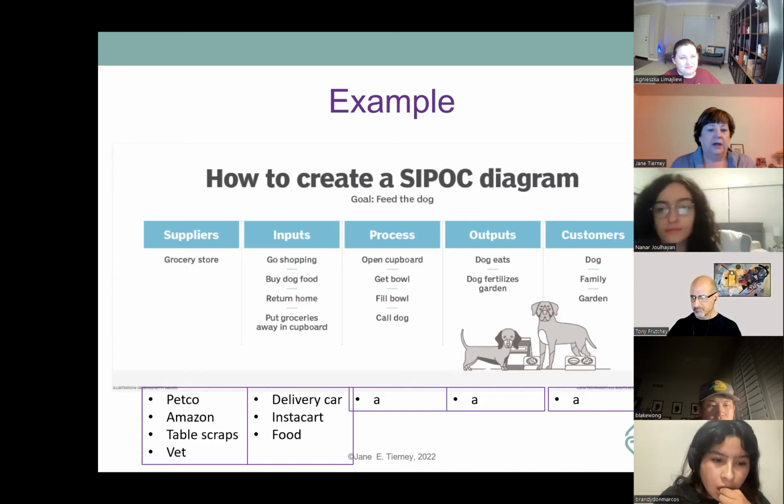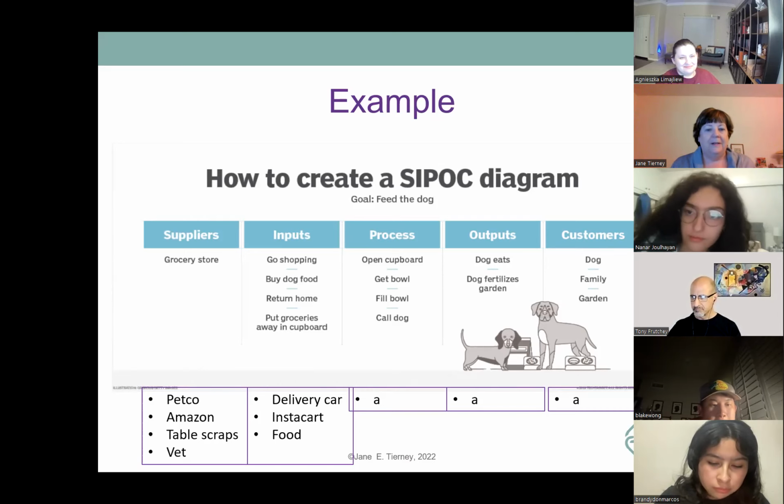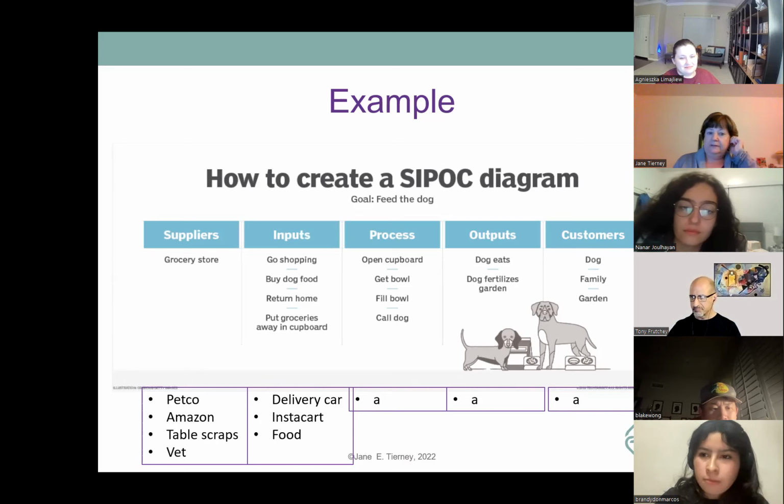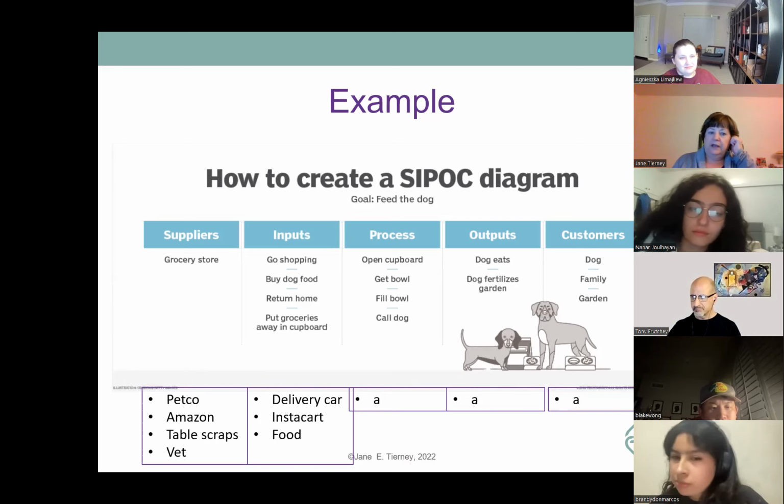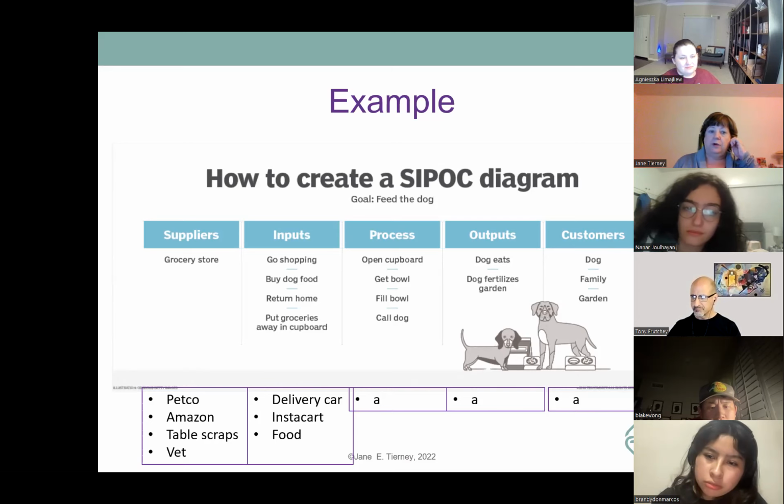And then you say, okay, the outputs: the dog eats and the dog poops, right? He fertilizes the garden, or she does. And then the customers are the dog, the rest of the family, and the garden. Okay. So then we say, okay, who are the suppliers? Right now we go to the grocery store.